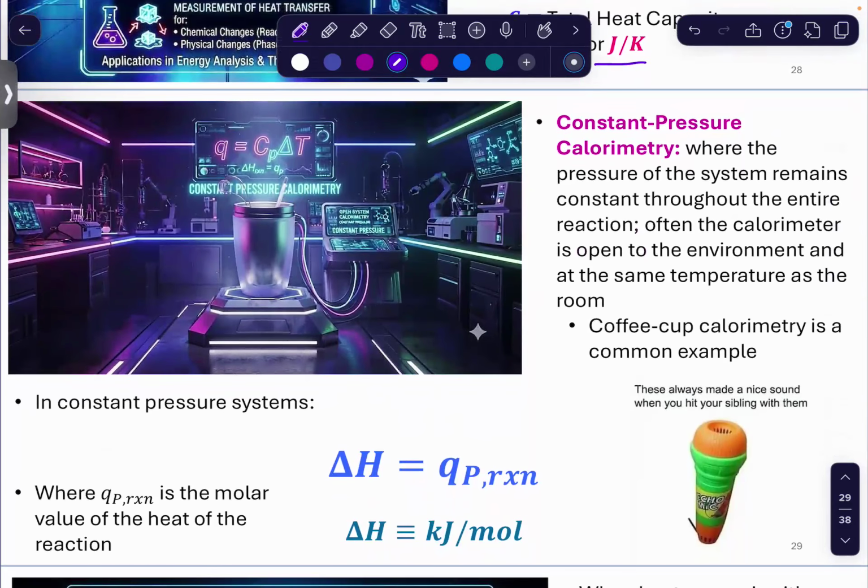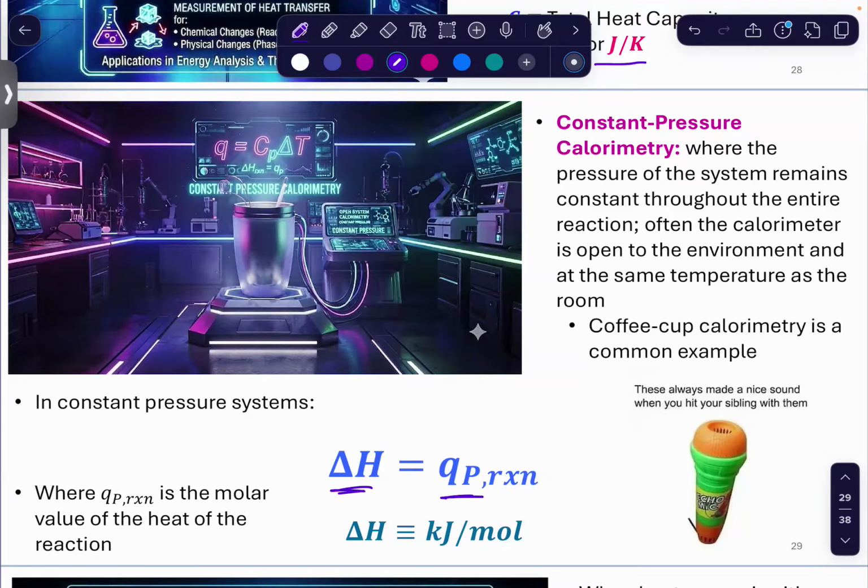So here we have what's called constant pressure calorimetry. So this would be like your coffee cup calorimetry. And so it's open to the environment, so the pressure is going to stay the same because, well, it's open to the atmosphere. Okay, well, as we know, in constant pressure, delta H is going to equal your Q. Now, you're going to want to pay attention because it is going to equal your Q. You're going to calculate Q.